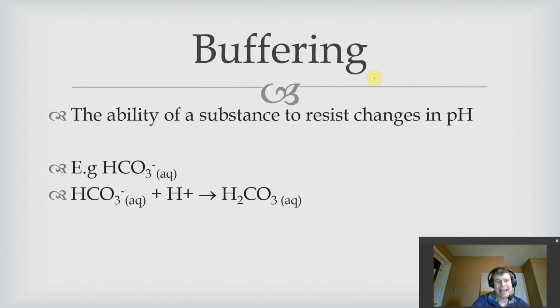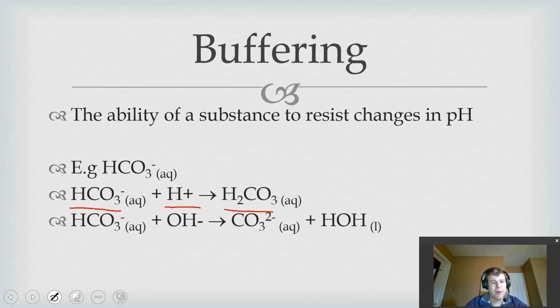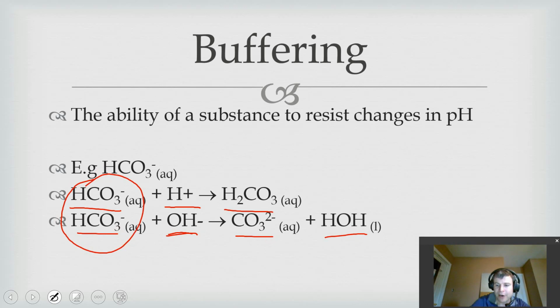When you add an acid to a bicarbonate ion, you get a stronger acid, carbonic acid. But when you add a base, like a substance with OH minus to hydrogen carbonate, you get the carbonate ion and water. And so bicarbonate is able to buffer, that is, it's able to react with both acids and bases and lower the pH or raise the pH, bring the pH closer to neutral.